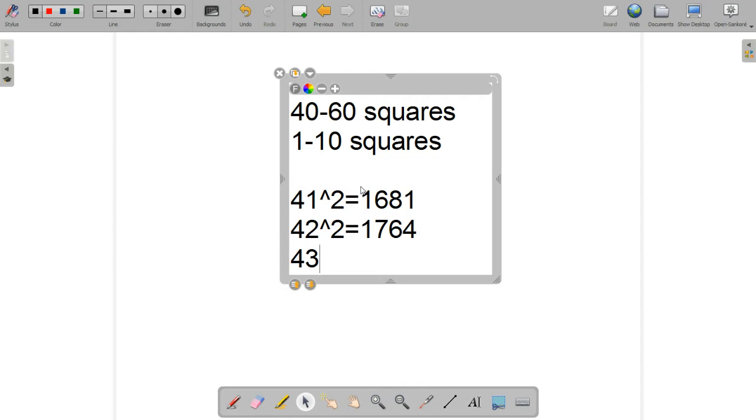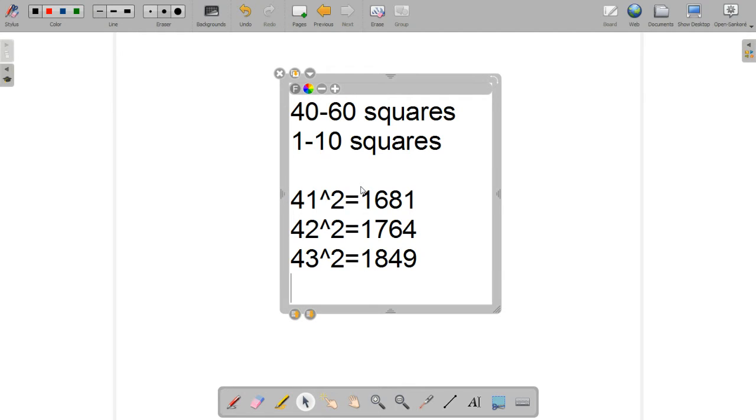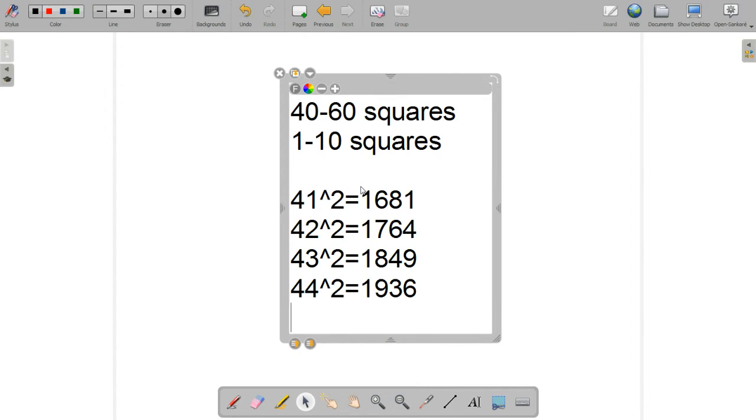43 squared. At this point you can just add one number or whatever. You're subtracting 7 and then 7 squared. 44, 4 squared, 19, and then 6 squared, 36. And you can go on and on and on and on and on.